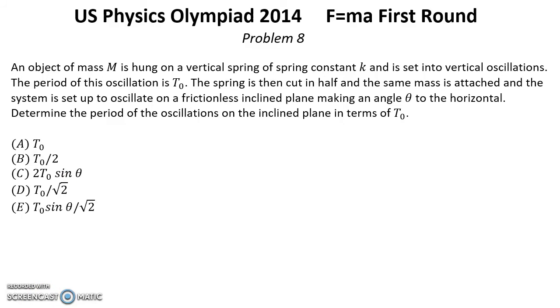Problem number 8. An object of mass m is hung on a vertical spring of spring constant k and is set into vertical oscillations. The period of this oscillation is t0. The spring is then cut in half and the same mass is attached, and the system is set up to oscillate on a frictionless inclined plane, making an angle theta to the horizontal. Determine the period of the oscillations on the inclined plane in terms of t0.